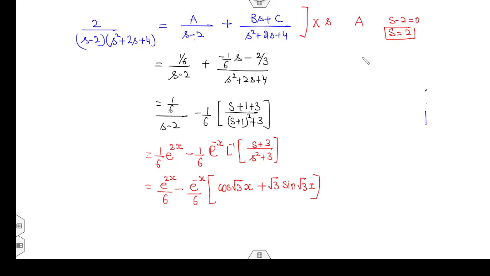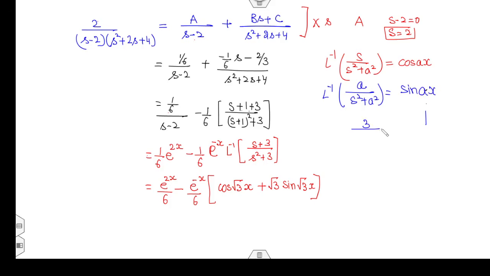because we all know s over s square plus a square. What is the Laplace inverse? It is cos ax. What is the Laplace inverse of a over s square plus a square? This is sine of ax.